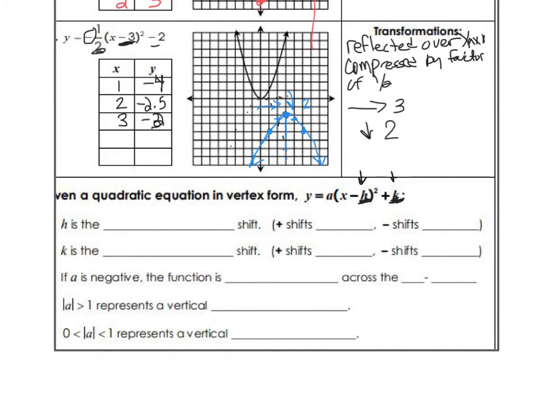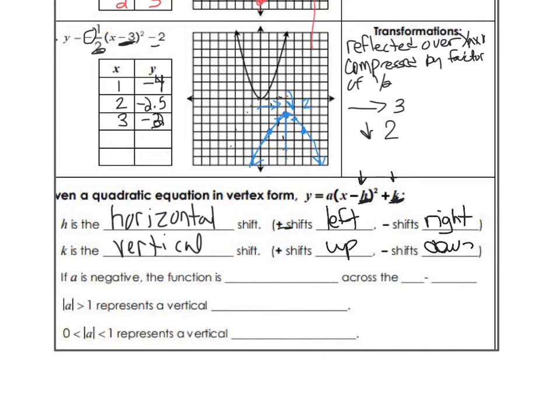Alright, H is your horizontal shift. A plus sign means it shifts to the left, and that's because it's opposite world, right? A minus sign, if I have a minus H, it's going to shift to the right. K is the vertical shift, and plus shifts up, and negative shifts down.